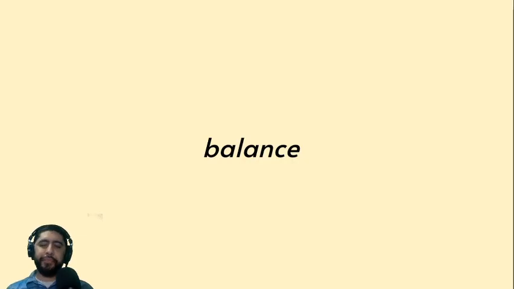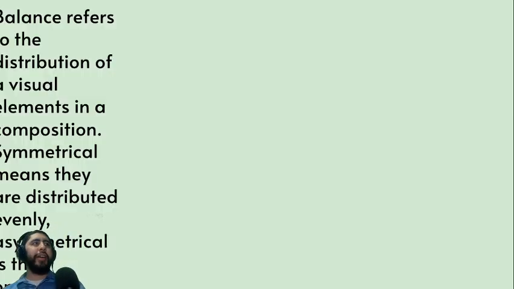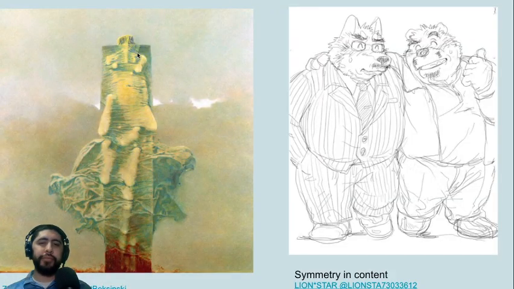So balance, and the way I put the definitions, they're examples of this. Balance refers to the distribution of visual elements in the composition. So there's symmetry and asymmetry. This one is asymmetrical because all the words are on the left quarter of the slide. Here are 2 different kinds of symmetry. This is symmetrical on the left.